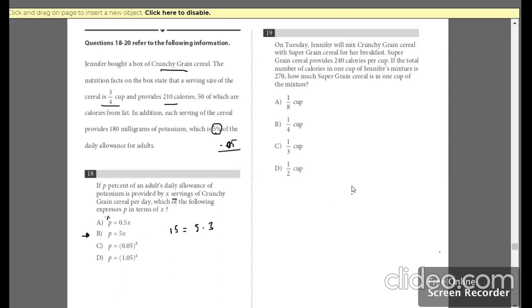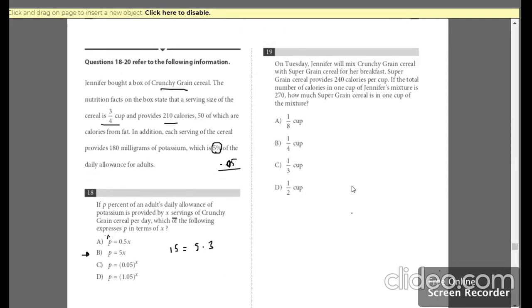Now moving on to question number 19. On Tuesday, Jennifer will mix crunchy grain cereal with super grain. So we've got crunchy and super grain. Super grain cereal provides 240 calories per cup. So super grain is 240 per cup. And what about crunchy? If you check here, it is nothing but 4/3 of 210, which will exactly be 4 times 5, 4 times 2, and multiplying this will give us 280.